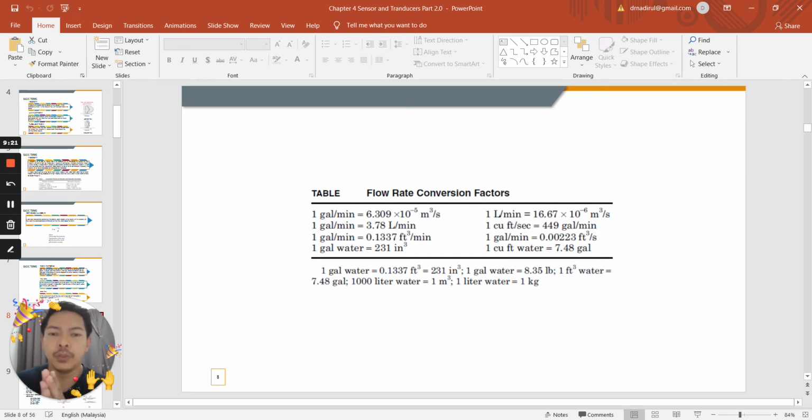This table shows you the flow rate conversion factors, how you want to convert from one unit to another unit. This will give you a good view of how the conversion can be done.